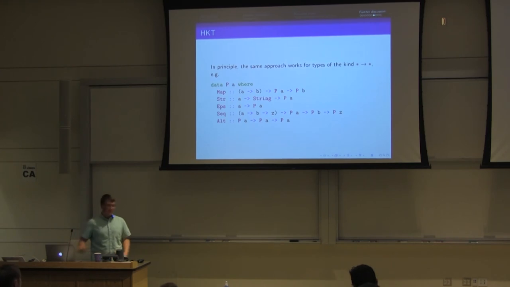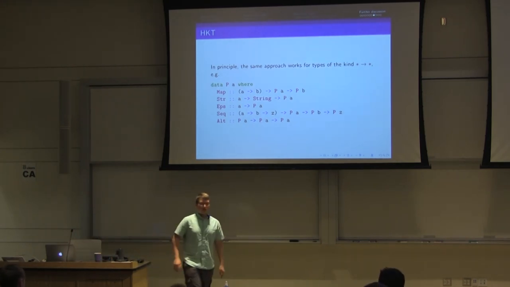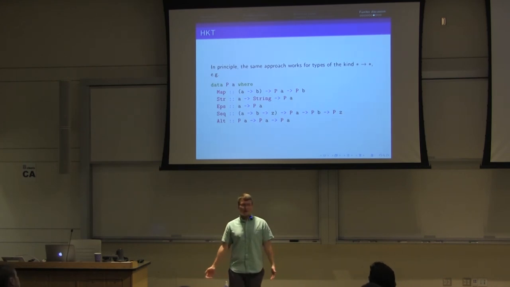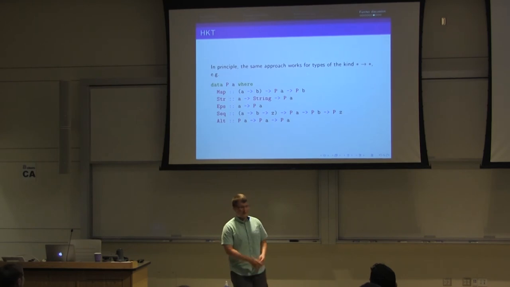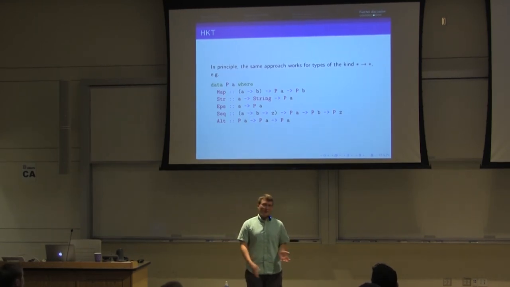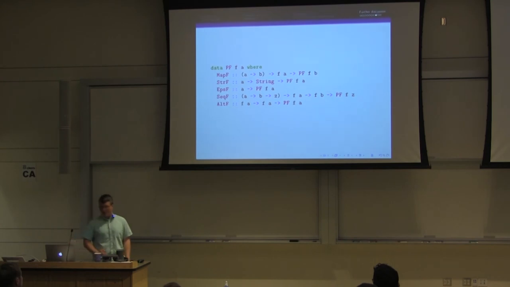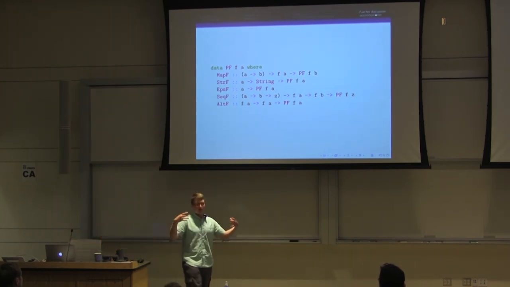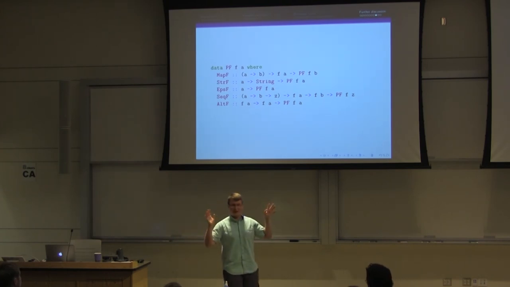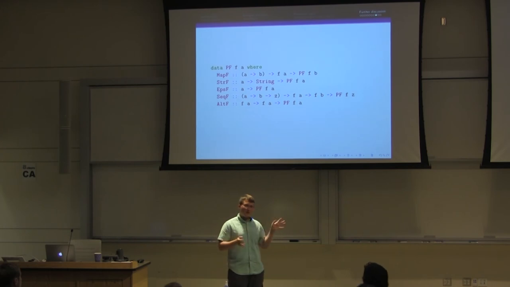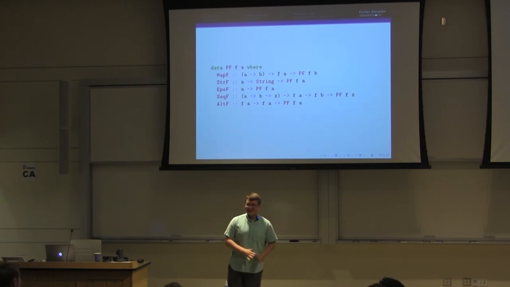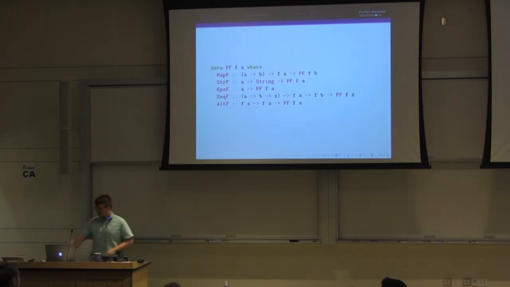And in principle, the same exact approach can also work for higher kinded ADTs, meaning ADTs that take type parameters. So, for example, here we have parsers, and in principle, similarly to how we extract the recursive structure from just a regular recursive algebraic data type, we can similarly extract the recursive structure in this particular case. However, it's just a little bit more complicated, and we get a few more type parameters. We also need slightly different type classes for all of this to work.